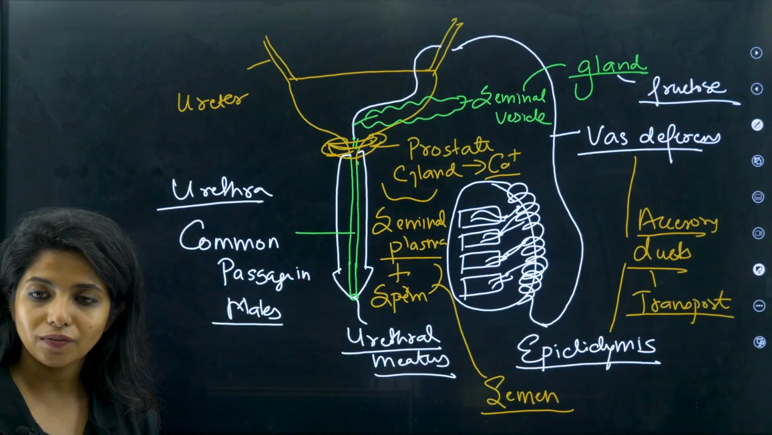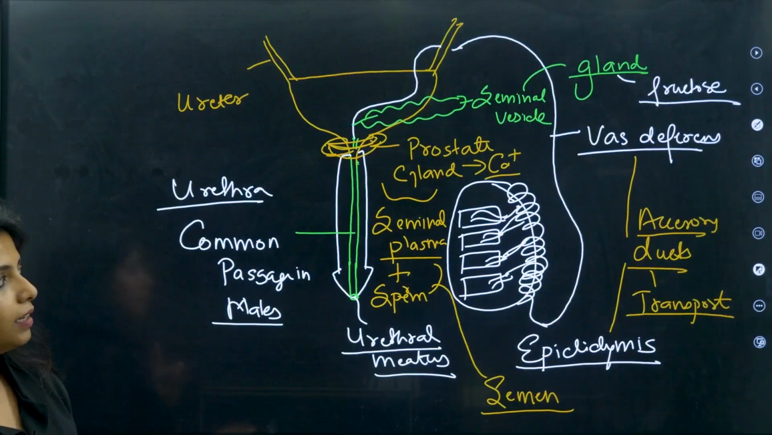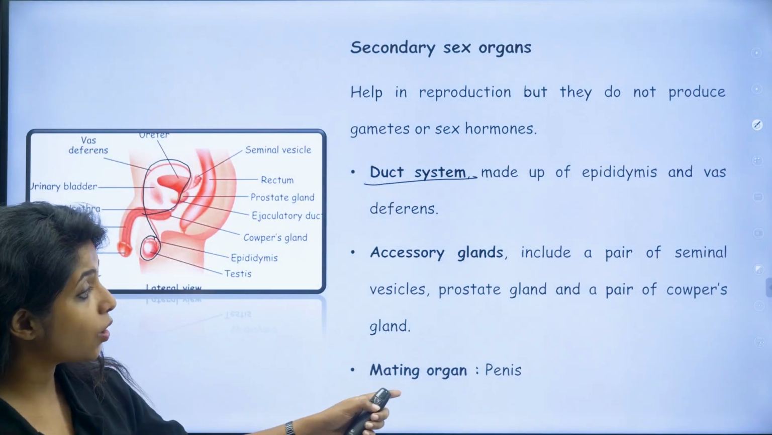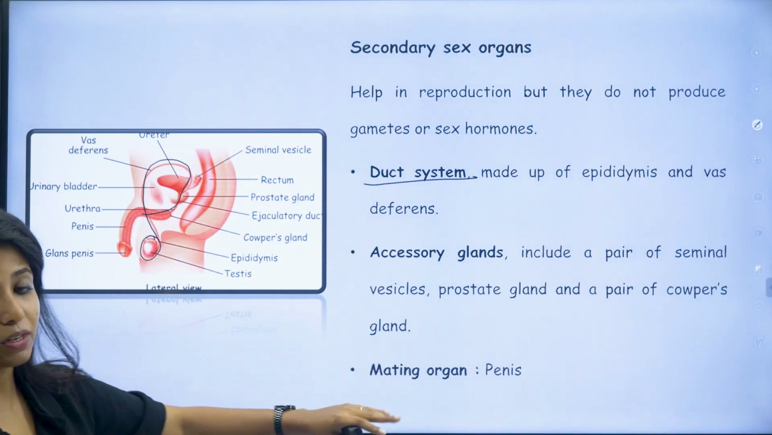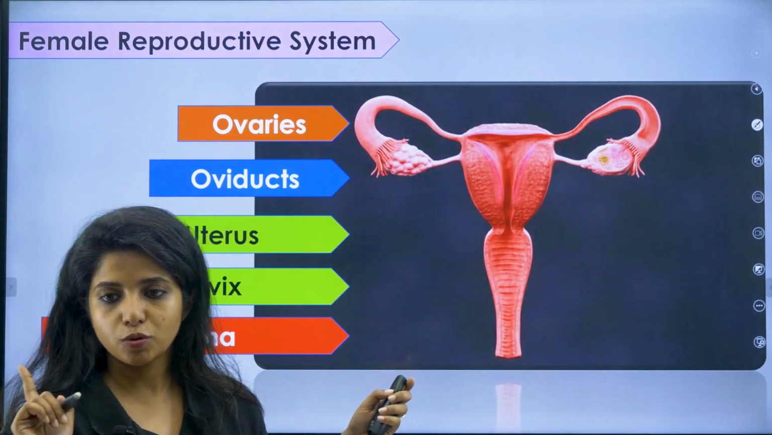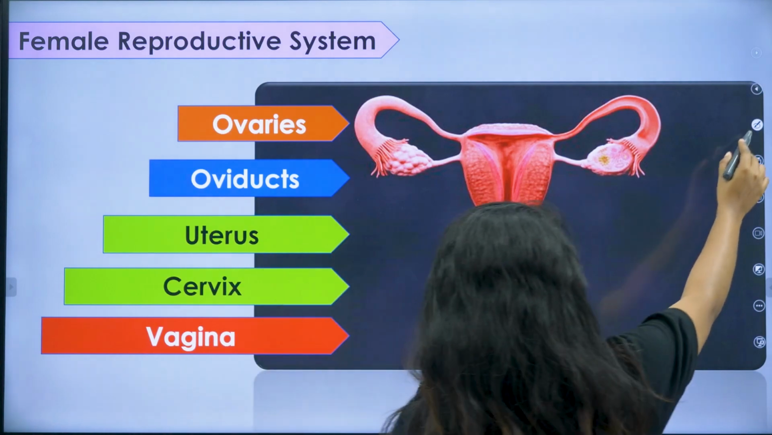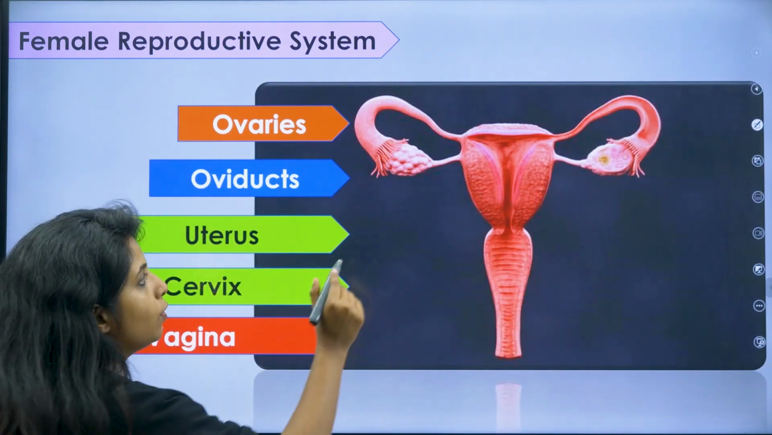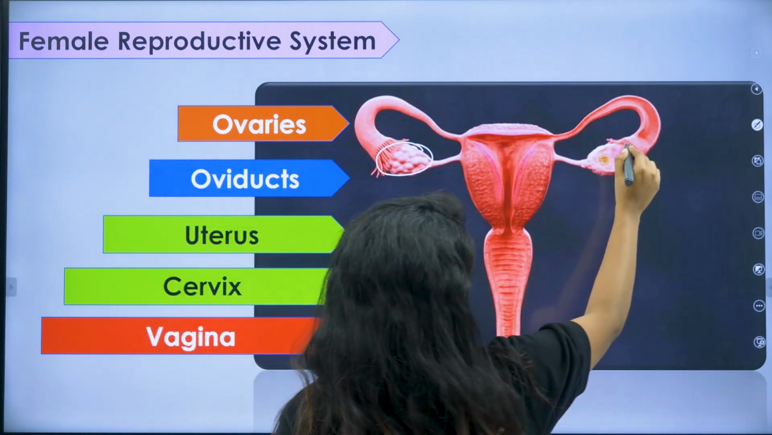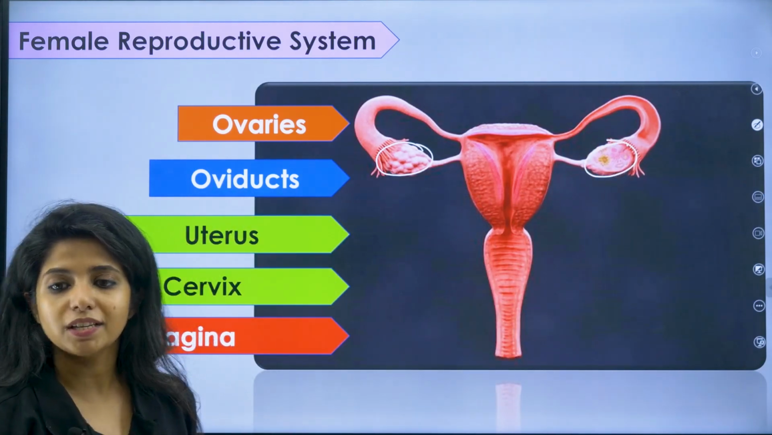You can take a screenshot of this. Again, I'll move aside because it won't be there. And the mating organ is the penis. This is a side view of everything that is mentioned. Urethra is the common passage, please remember it. Now, when you talk about the female genital tract, you have these many things. Let's learn it one by one. Over here, ovaries are the ones which are known as the primary sex organs.